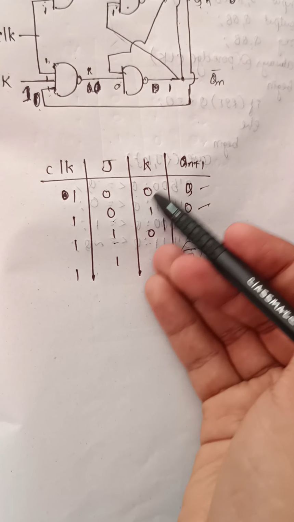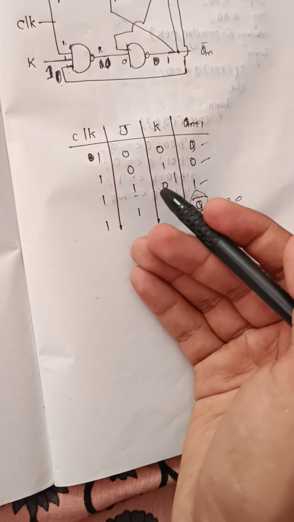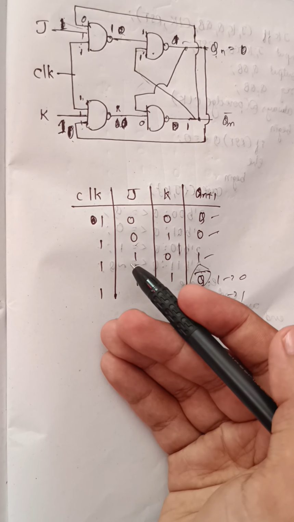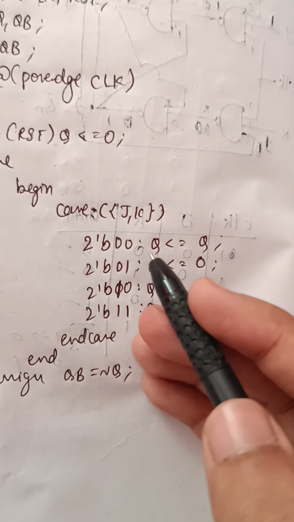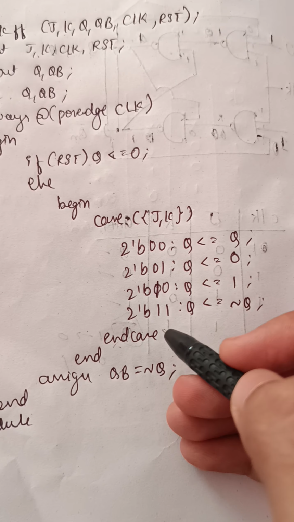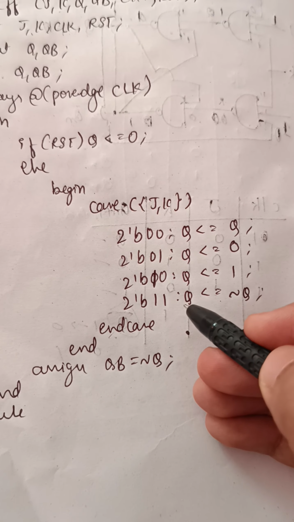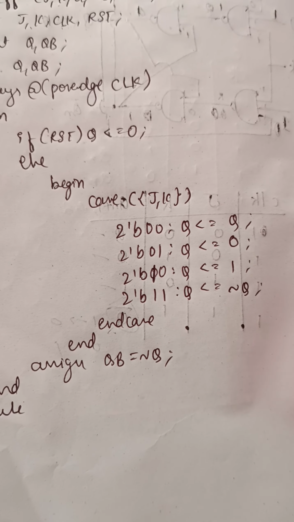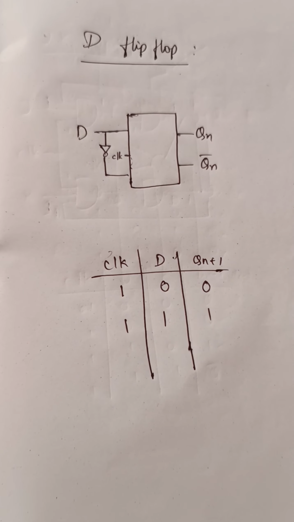If J value is 0 and K value is 1, then the Q value will be 0, that is here. And if the J value is 1 and K value is 0, then Qn plus 1 is 1. For J and K both 1 and 1, then the Q value will be not of Q, that is Q bar, okay. Now we will discuss the D flip flop.